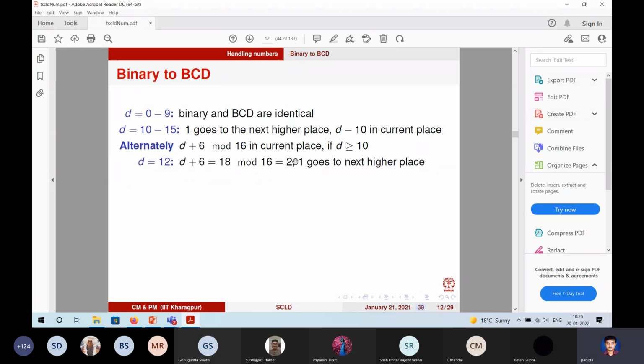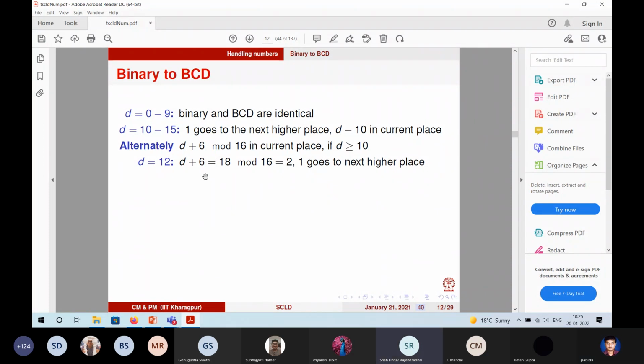And for that, you will represent, so let's take this. Now that it has exceeded 9, you will not need a single nibble, you will need 2 nibbles to represent it. There will be overflow. You cannot represent it using a single nibble.